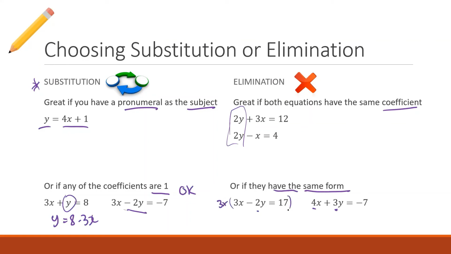And I'll probably multiply this one by 2 because that's going to give me 6y equals 3 times 17. Why did I even bother? 3 times 17, 51. And then this one, if I multiply this by 2, 8x plus 6y equals -14. 6y, -6y, those are going to cancel. Everything's going to come out nicely.